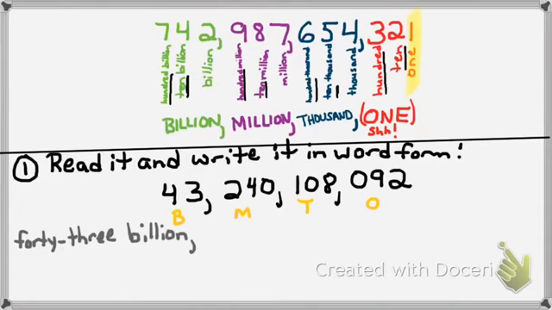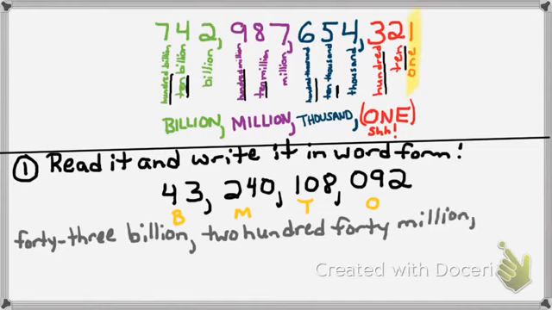I move to the next grouping, 240. That's the number 240. So I'll go ahead and write down 240. Comma tells me to say the name of the period, which is millions. So it's 240 million, and put that comma in. My next three digits are 108. I read that number as 108.